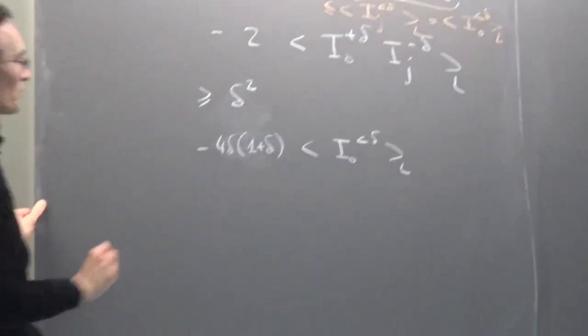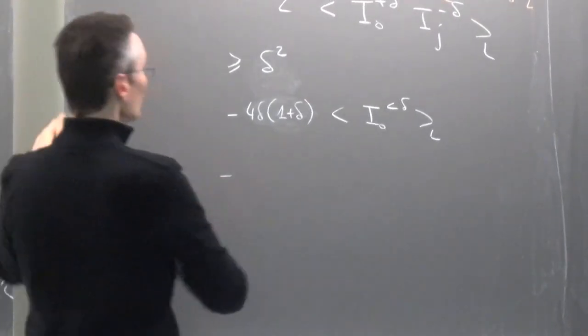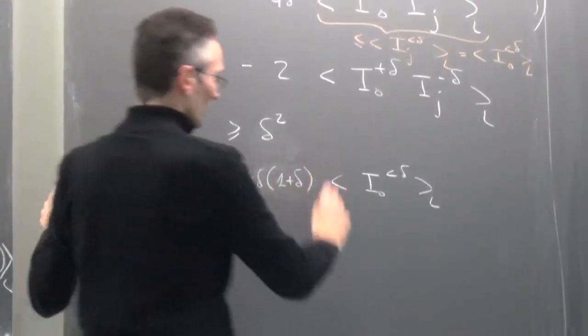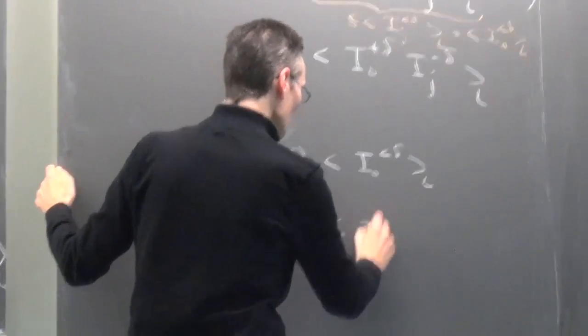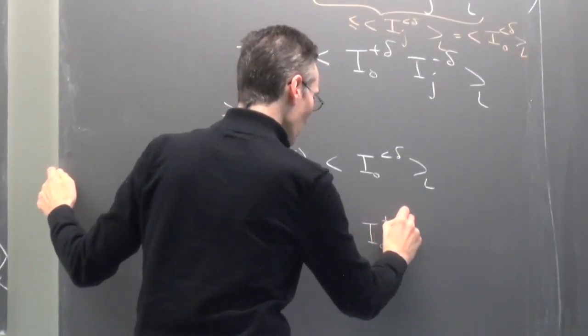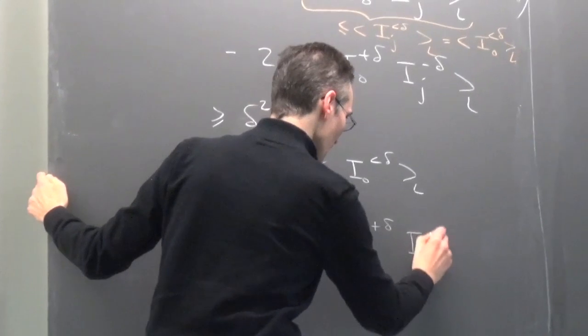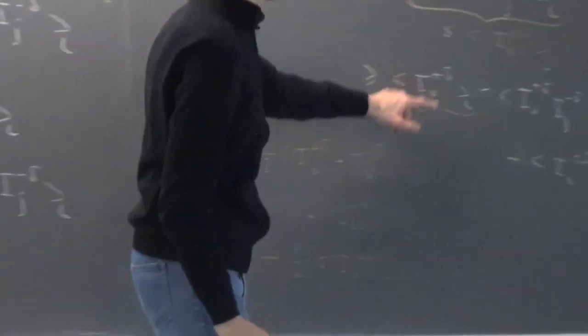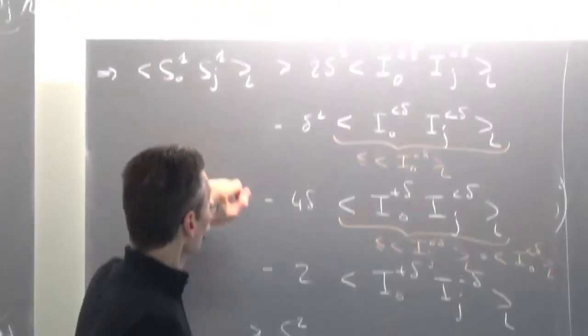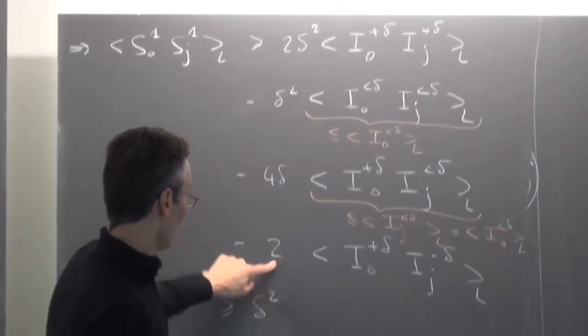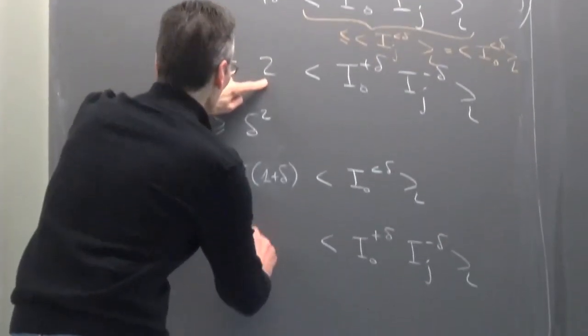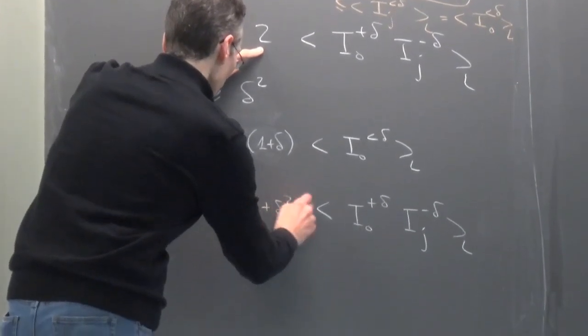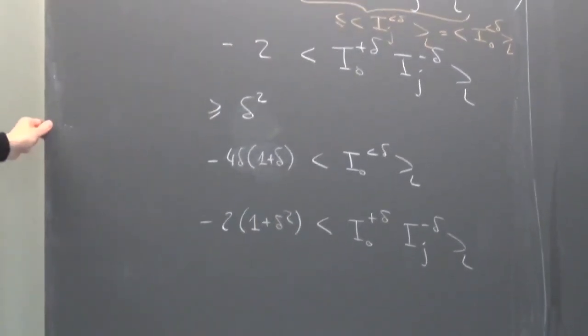Check my computation, because on the blackboard it's easy to make mistakes. Although this prefactor won't matter very much, the other term is I0 plus delta ij minus delta, this type of terms. And how many do I get? So I get minus 1 from here, so it's minus 2 delta square. And then I still get a minus 2. So it's minus 2 times 1 plus delta square. I have not made a mistake. Times this. Okay.